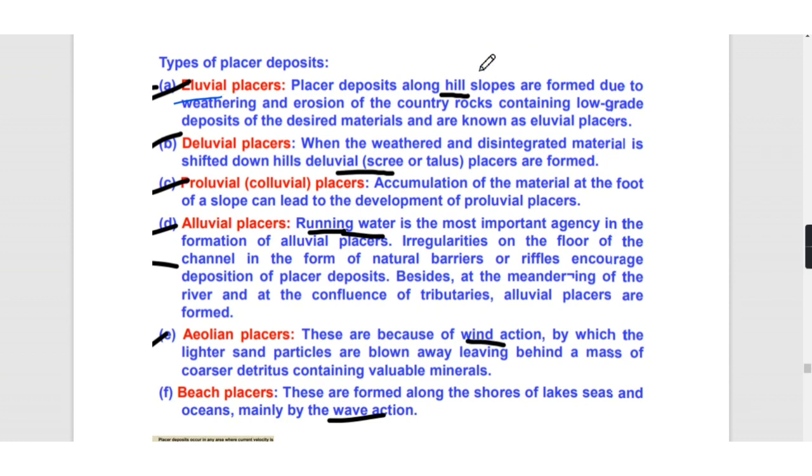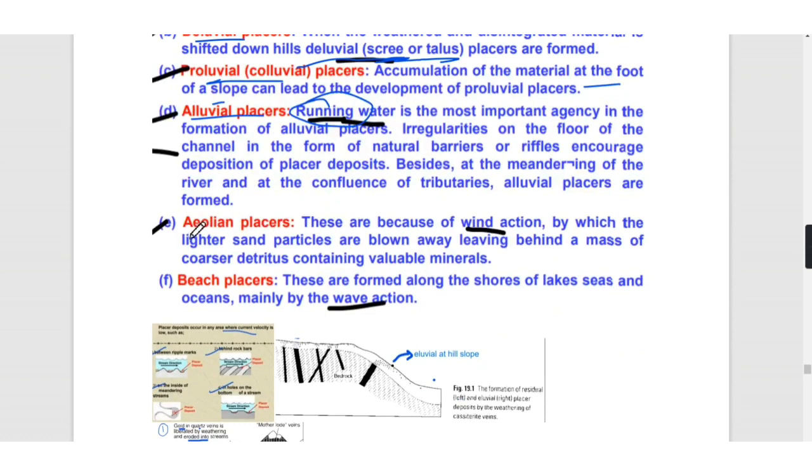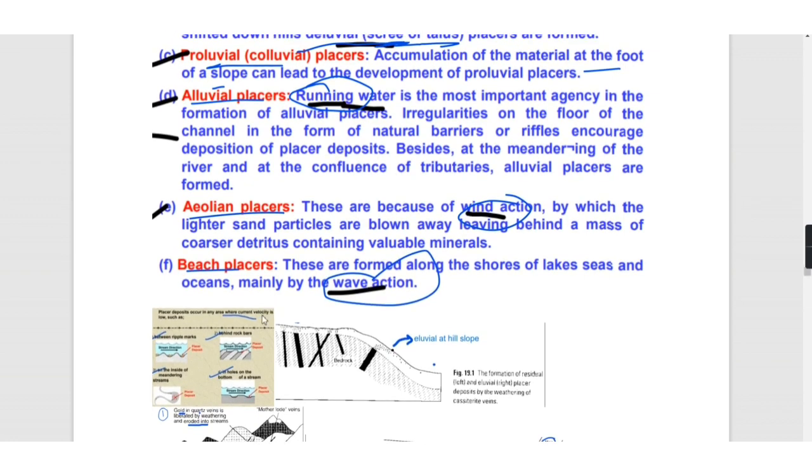It can be eluvial, meaning formed at the hill slopes. It can be deluvial, meaning it will shift down from the hill and be present in the scree or talus places. Or it can be proluvial or colluvial, meaning present at the foot of the slopes. It can be alluvial, formed by running water. It can be aeolian, formed by the wind. Or it can be beach placer, formed by wave action. Let's see in the diagram.